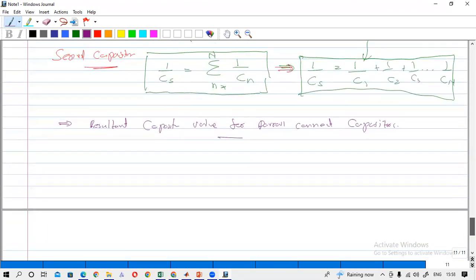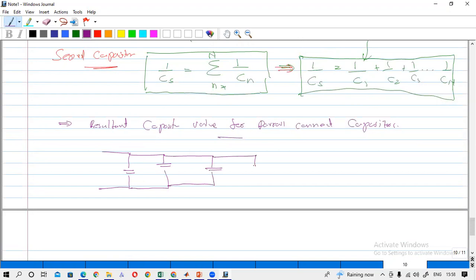If you have parallelly connected capacitors, those are like this. So this is parallelly connected. And you know that the voltage will be the same, no? The VT will be the same for all the capacitors, because they are parallelly connected. But the current will be changed, no?